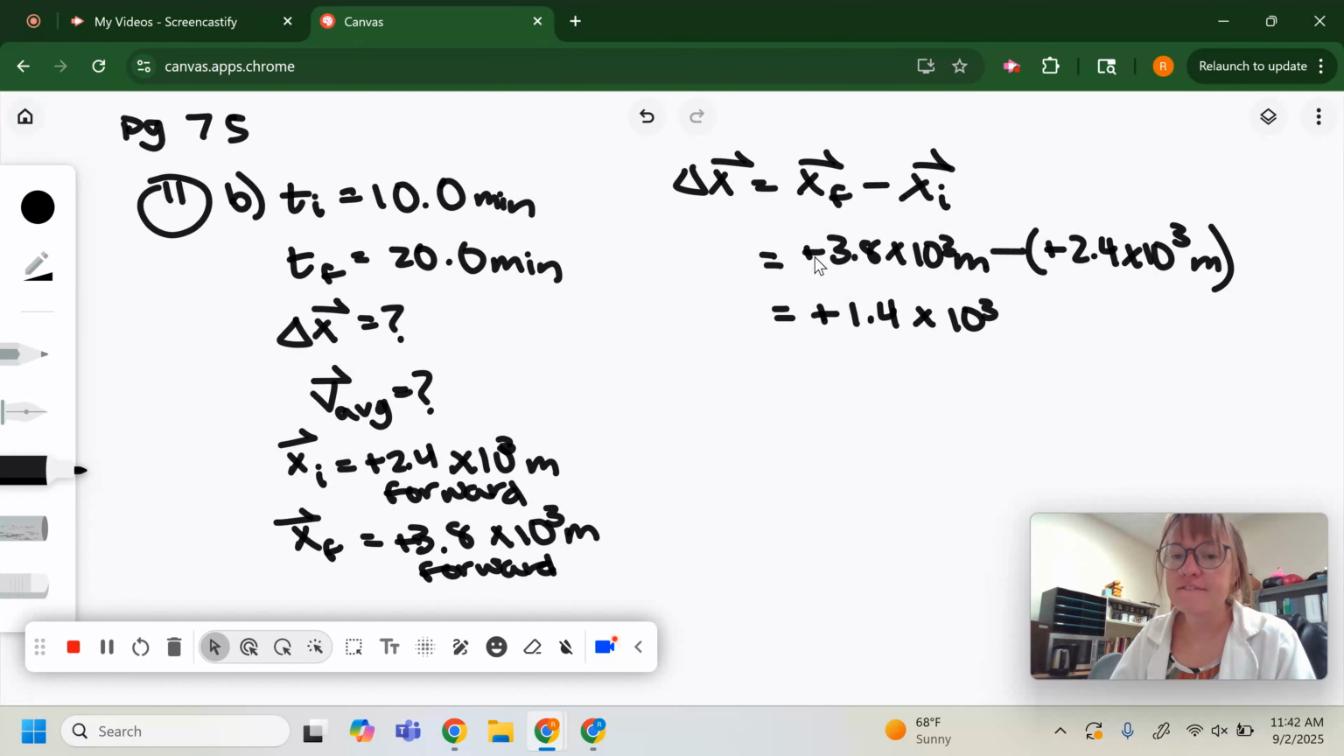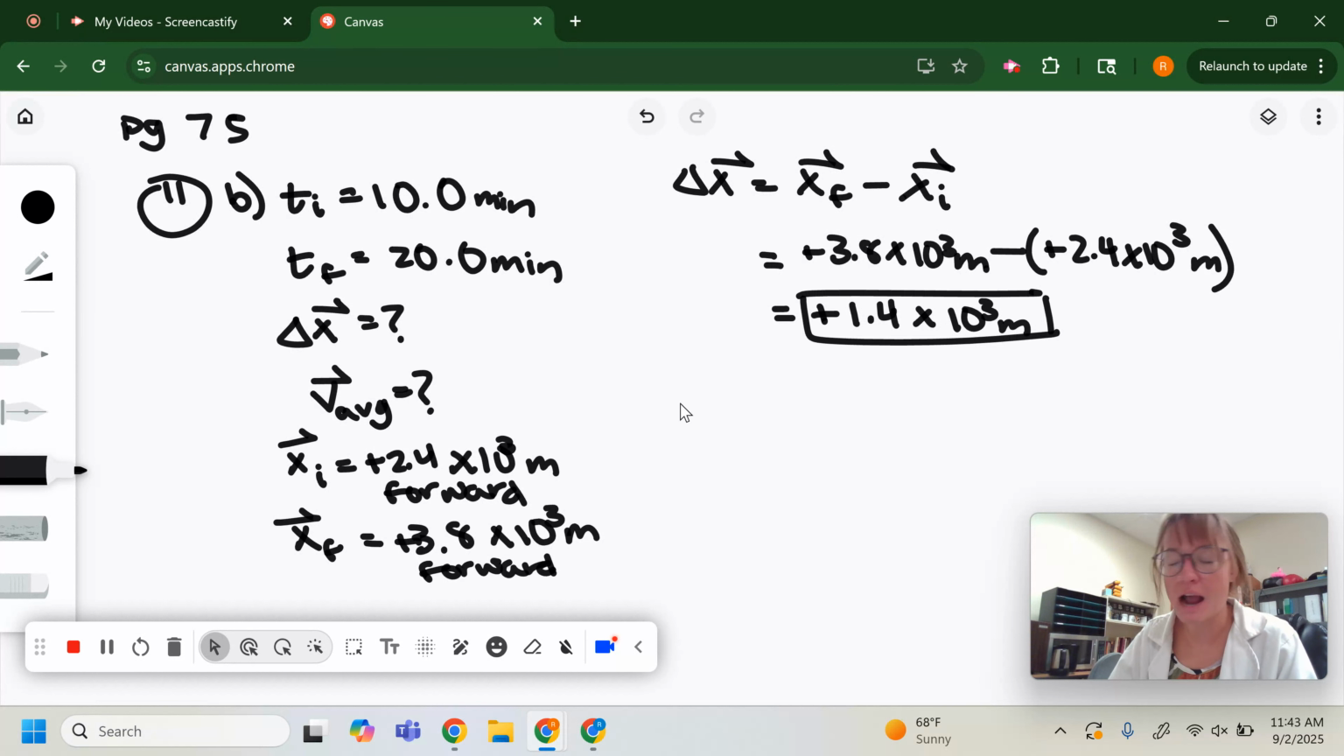If I ended up with a negative sign here, that would mean that my runner was moving backwards because my runner would start further away from the start line and end closer to the start line. Okay, so there's our displacement. Good to go. That one was almost like easy peasy. Let's check the next one.